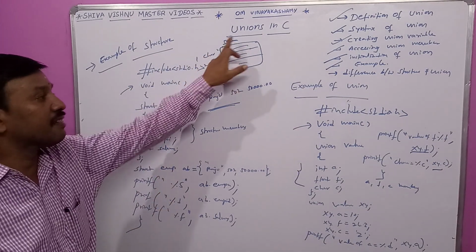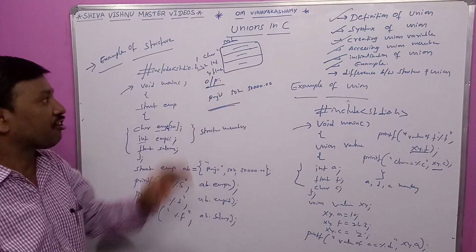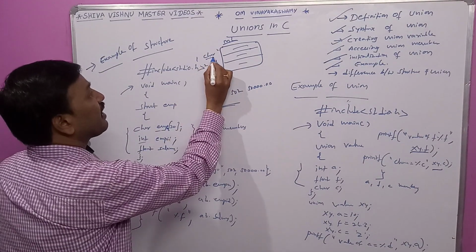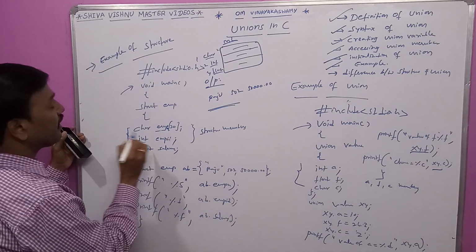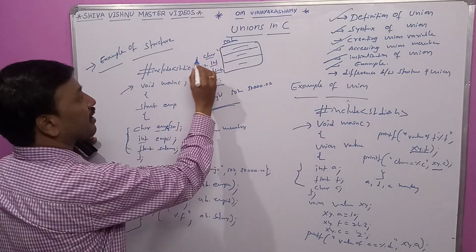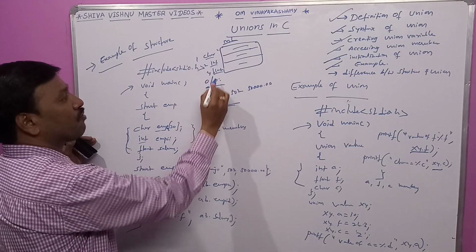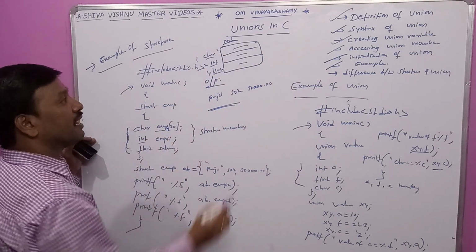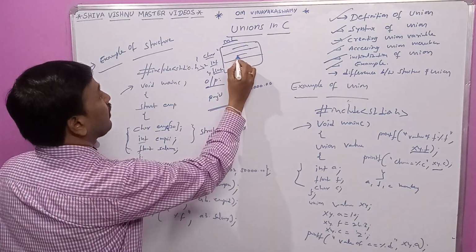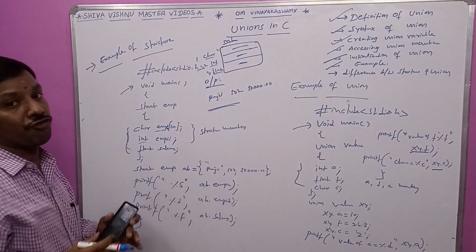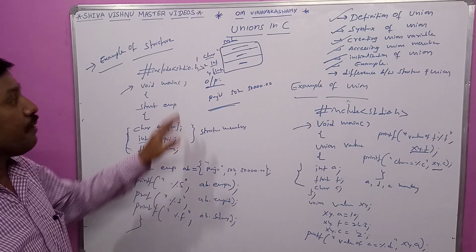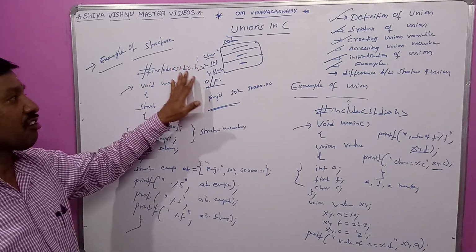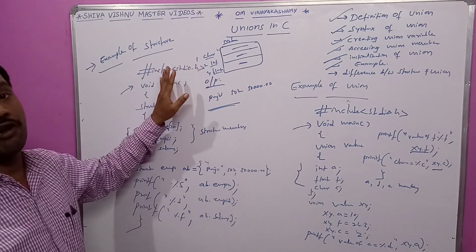Here you can see this is the memory location of the structure. Here you can see the character, int, float. Here you can see the three different data types. Character size 1 byte, int size is 2 bytes, float size is 4 bytes. Here you can see the particular areas where data will be stored in the structure. That is the main difference between structure and union: memory location only.